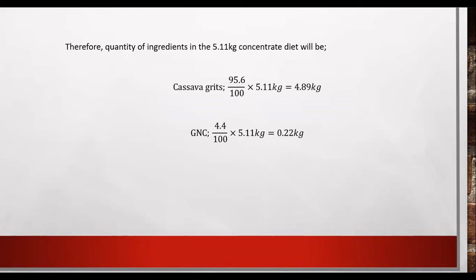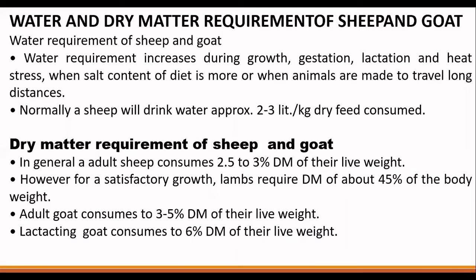That means we use cassava grit. If you check the Pearson square, we can't be explaining all those things. It's just a few minutes. So if you check the Pearson square, the cassava grit and the GNC are what we use to balance the nutrient which is being required by the animal. The cassava grit will be 4.89 kg. You weigh the 4.89 kg, then DS is 0.22 kg. When you mix it together and supplement it with that forage and the browse plant, give it to the animal, that means they already meet the daily required. The daily nutrient required by the animal is already met. So that is okay for them for that day. Next slide.